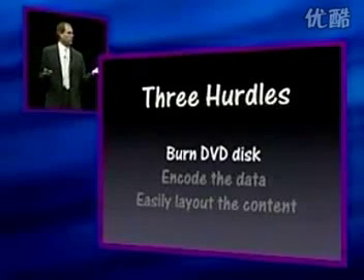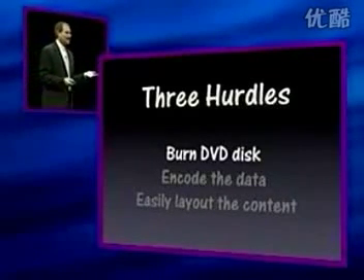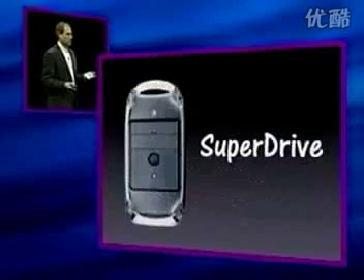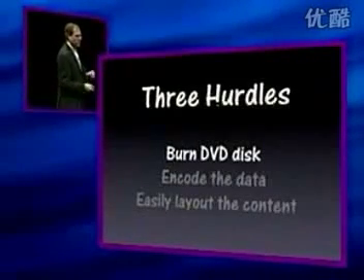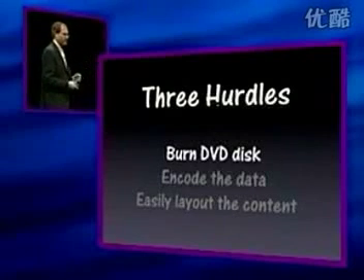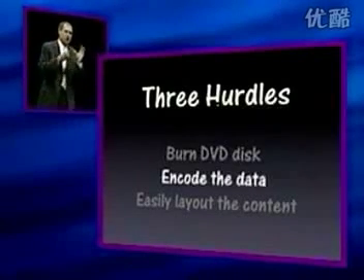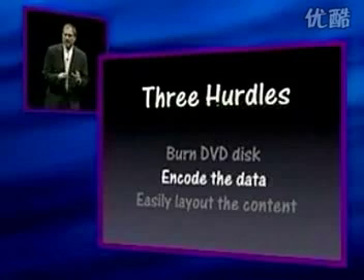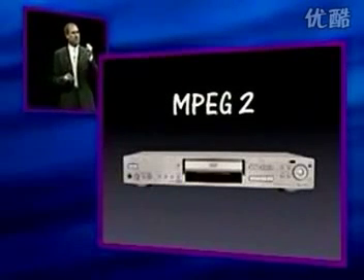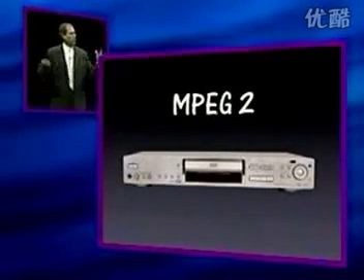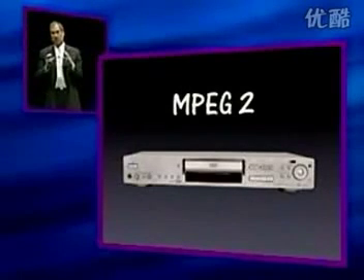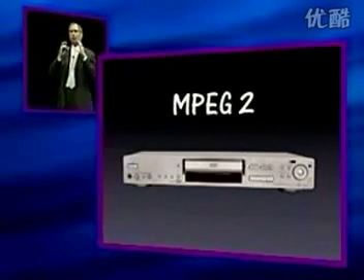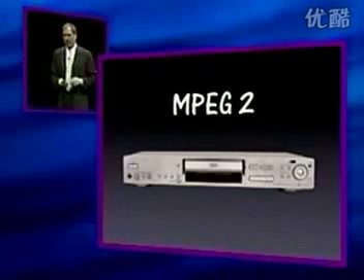Well, again, the first one has been solved. That is the Super Drive. We have that now. Major breakthrough. So we've solved burning the DVD disk. We then had to turn to encoding the data. Now, DVD players use the MPEG-2 standard, which is what's required to compress a whole movie down to one disk. But it requires tremendous horsepower to do that compression.